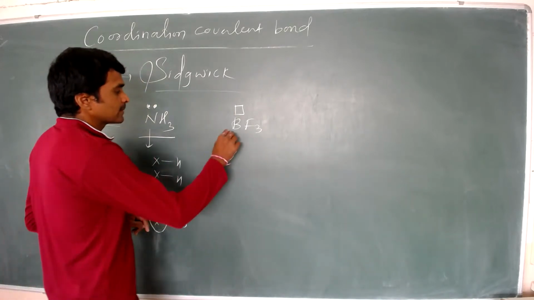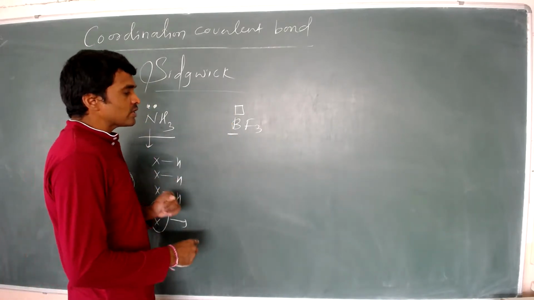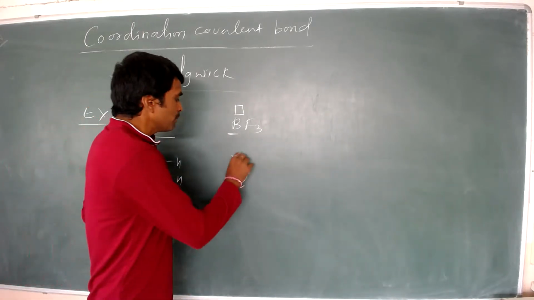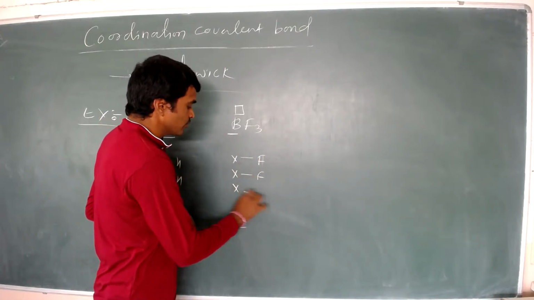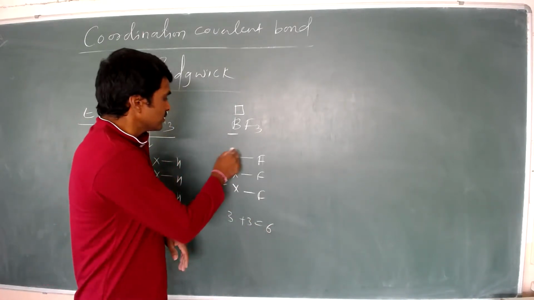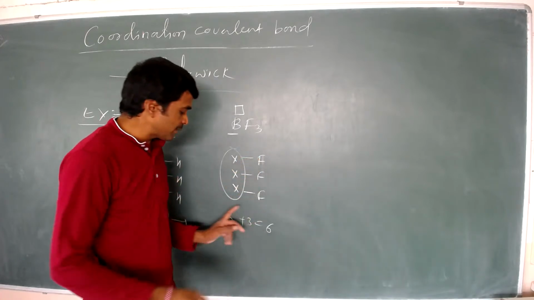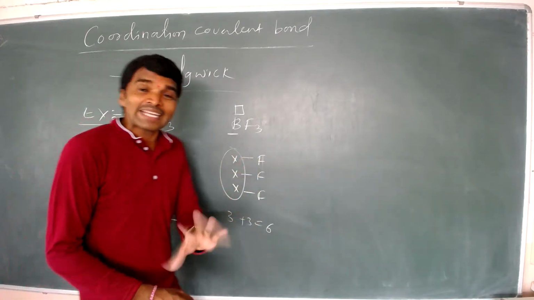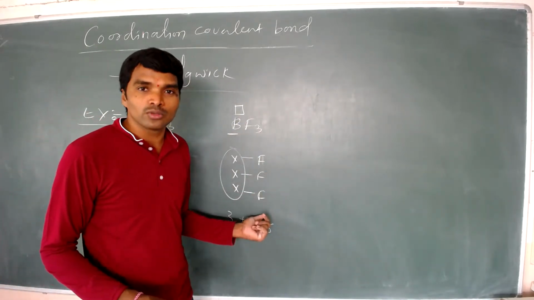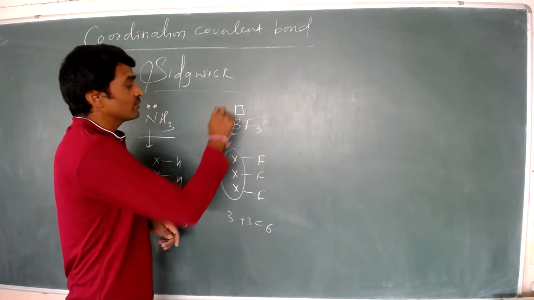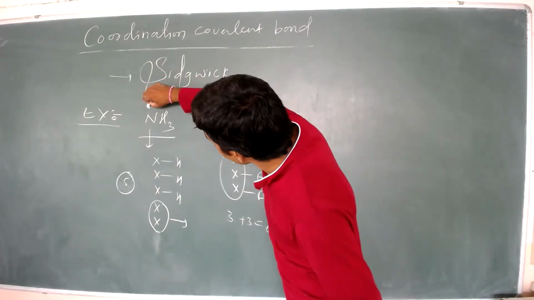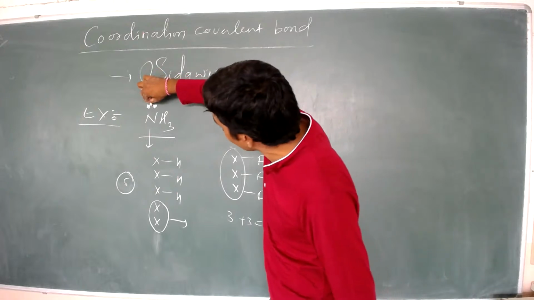Now see here, boron is in the third group, but 3 fluorines form bonds. Group number 3, 3 fluorines are joined, 3 plus 3 is equal to 6. It does not reach the octet rule. That's why it has one vacant orbital.